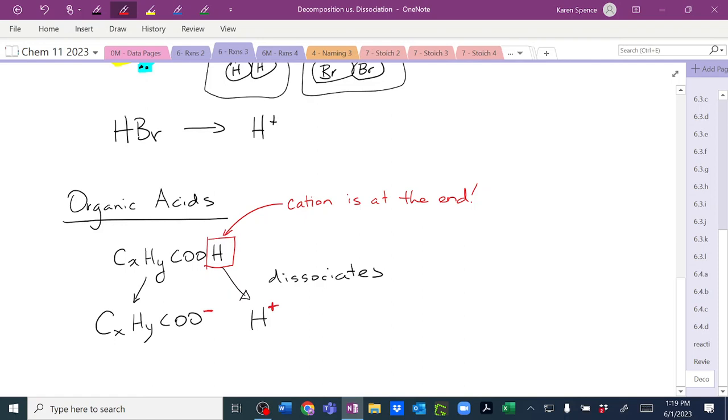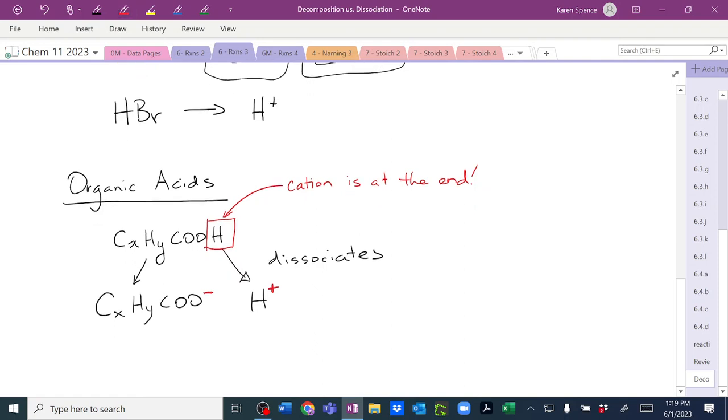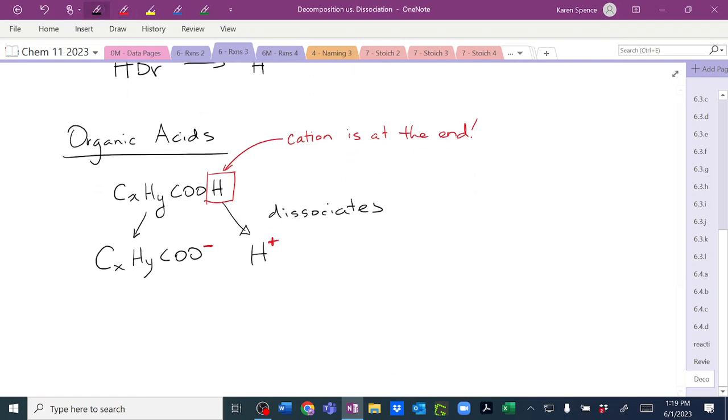So, C something H something COO, and it's always going to be -1 because you've always just got one hydrogen. Yes? So we can then take a look at an acid reaction. We can have, let's say, for example, CH3COOH plus NaOH.